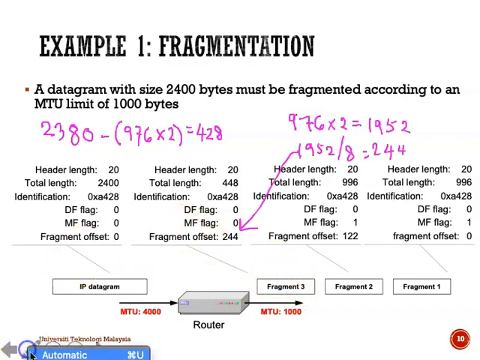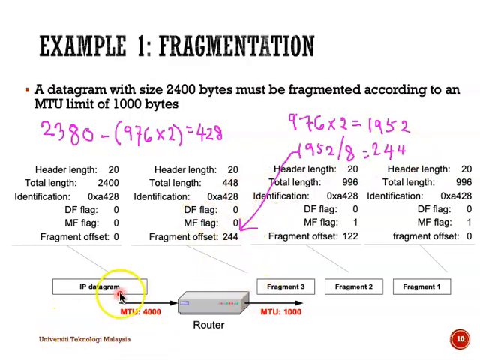To get the third fragment offset, we know that the data length of each of the first two fragments is 976. So you multiply by 2, and we get 1952. So this 1952 is the total data length for these two fragments. To get the fragment offset, we divide 1952 by 8, which is equal to 244. So this 244 is the fragment offset for the third fragment.